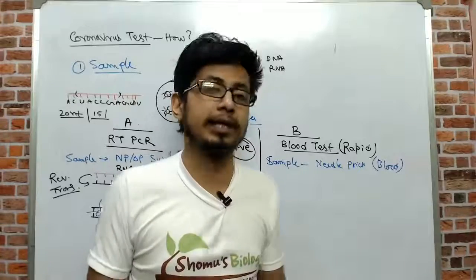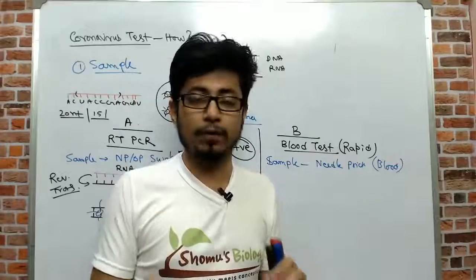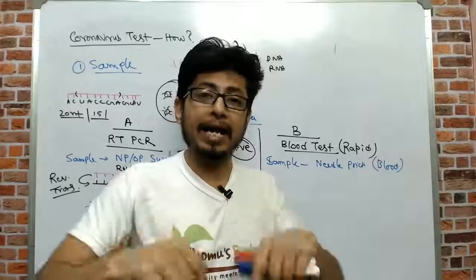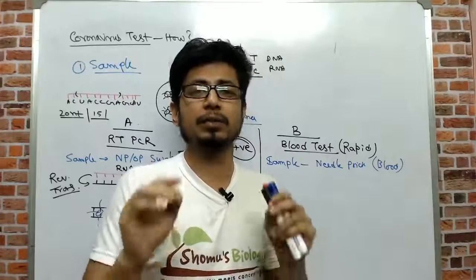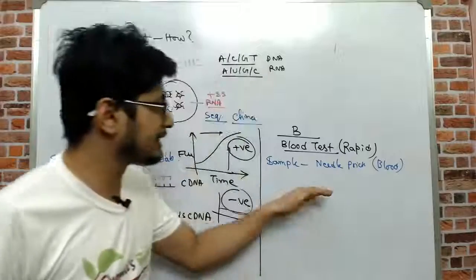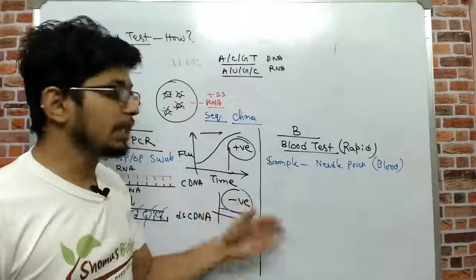You need to pre-order the kit to test yourself for COVID positive or negative at your home within 10 to 15 minutes. But this test is a blood test. Now, what is the difference here?